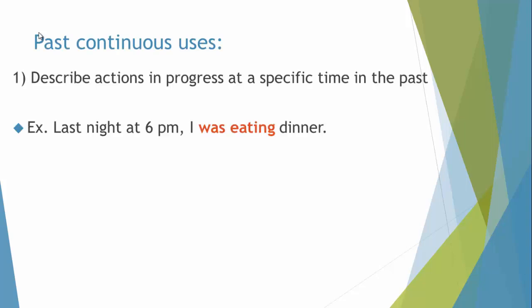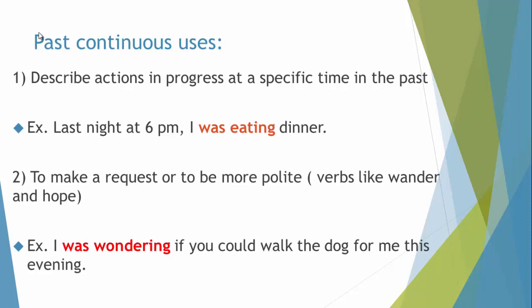Now, let's move to the past continuous uses. Number 1. Describe actions in progress at a specific time in the past. For example, last night at 6 p.m. I was eating dinner. Number 2. We use the past continuous with verbs like wonder and hope to make our request more polite. For example, I was wondering if you could walk the dog for me this evening.